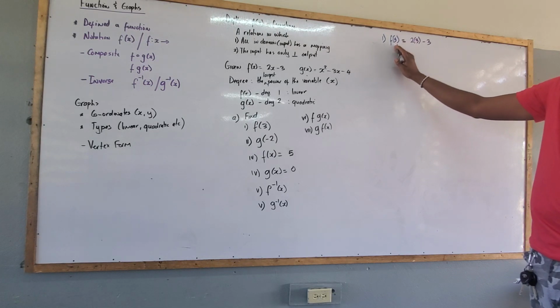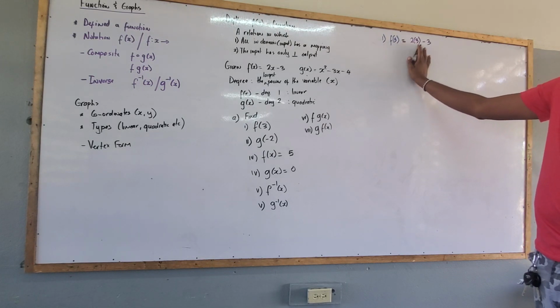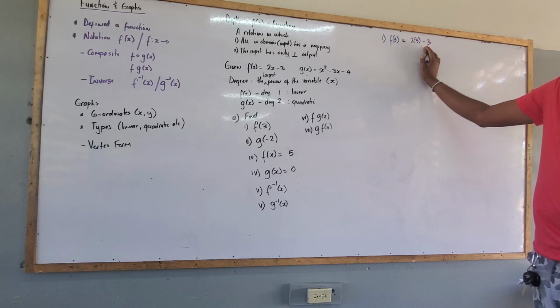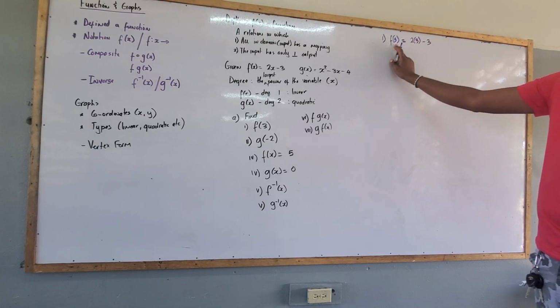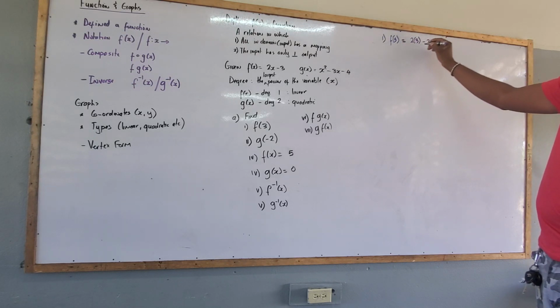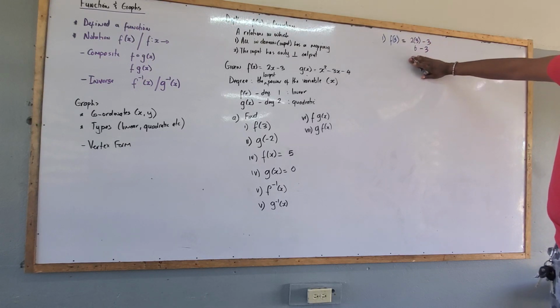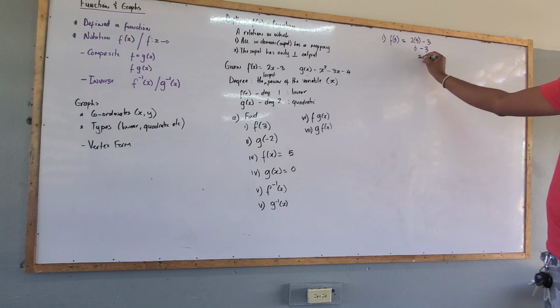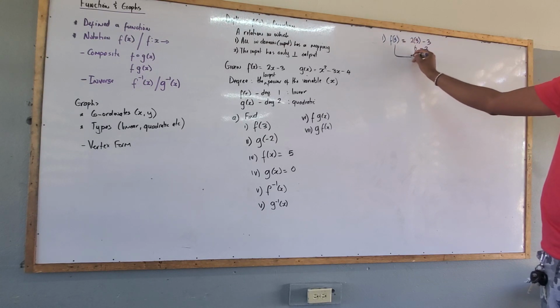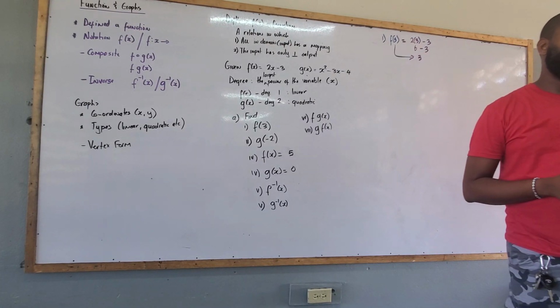So f we call 2? f is 2x minus 3, right? 2 times the input. So x now takes on the value 3. So that is just 6 minus 3. Simply 3, I'm sorry, 3. So f of 3 is 3.